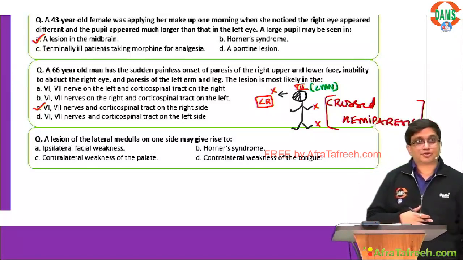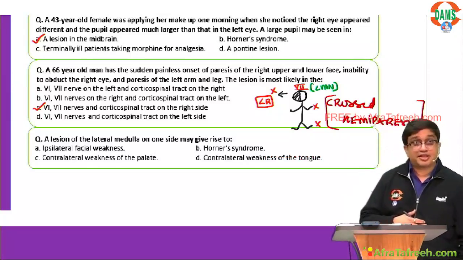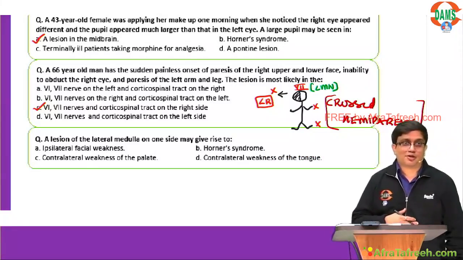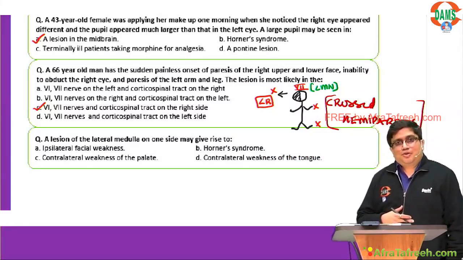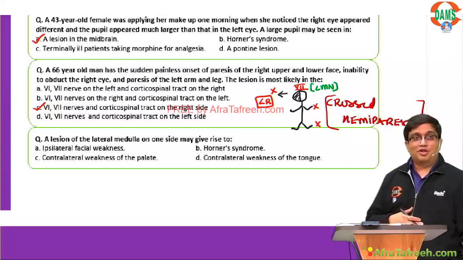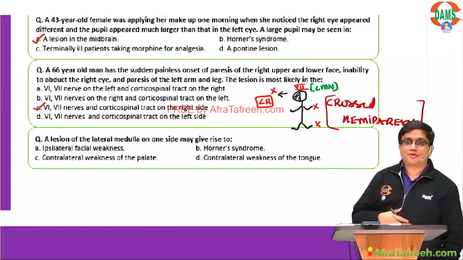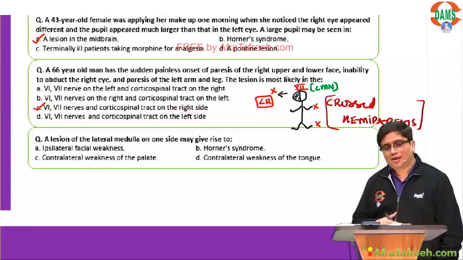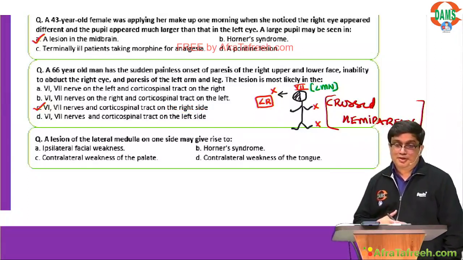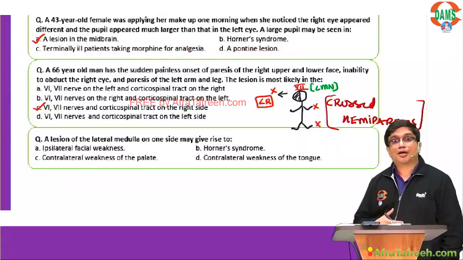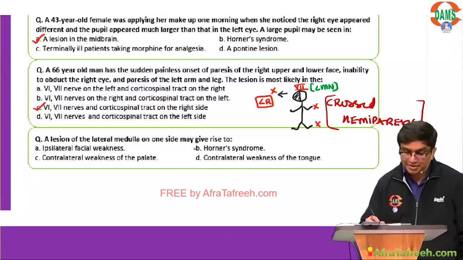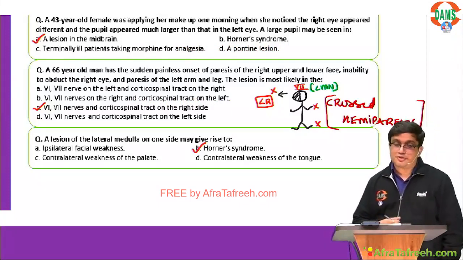Right. Now answer this question. Next one. Lesion in the lateral medulla on one side may give rise to what? Contralateral weakness of tongue, contralateral weakness of palate, ipsilateral facial weakness, or Horner syndrome. Lateral medulla carries the sympathetic trunk with it. That's the biggest hint. Sympathetic trunk on the lateral medulla is affected, will have ptosis, miosis, Horner syndrome.